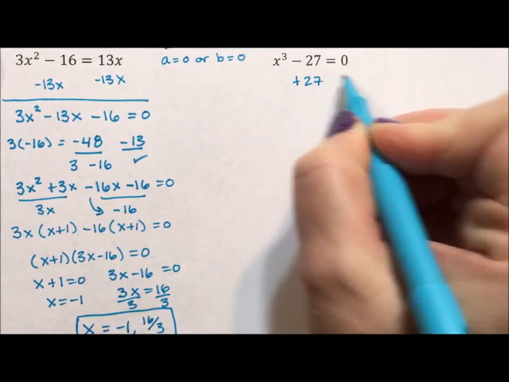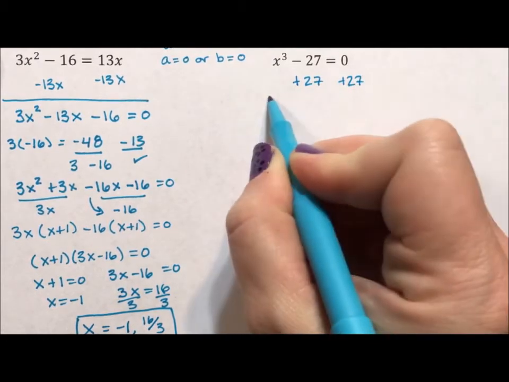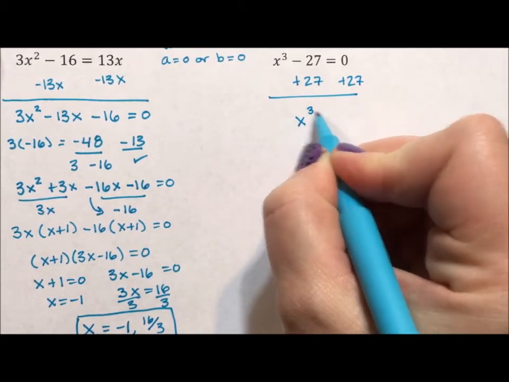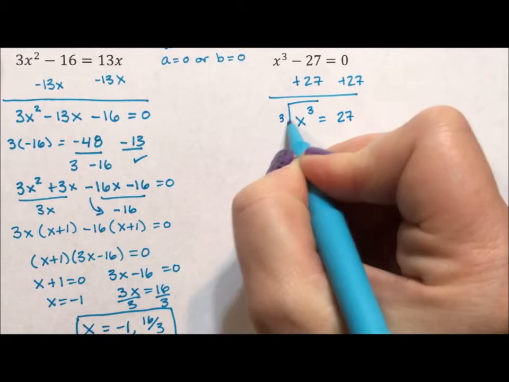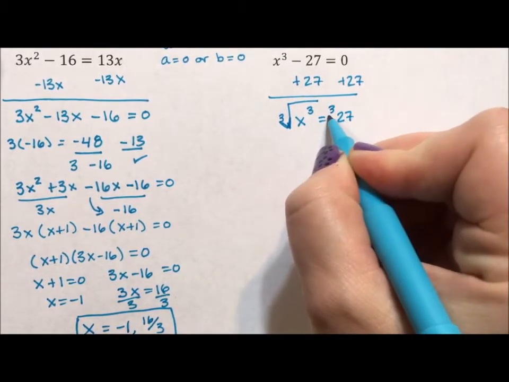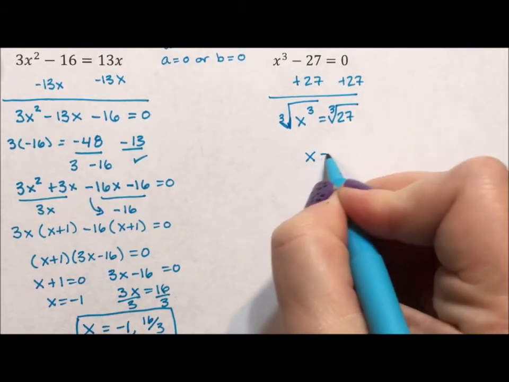I'm going to add this 27 over so that x cubed is equal to 27. And then I'm going to take the cube root of both sides so that x is equal to 3.